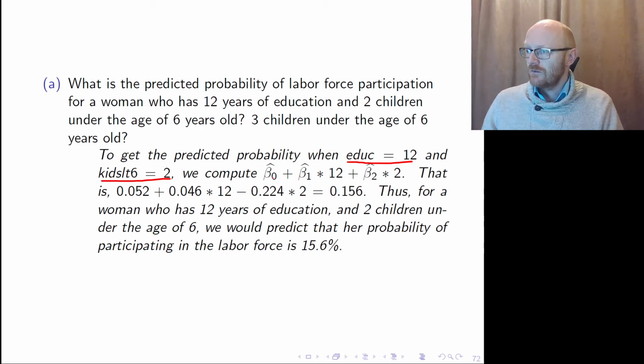So then we just plug into the regression, and we get 0.156, which means that this is the same as 15.6%. And if a woman has 12 years of education and 2 children under the age of 6, then we predict that the probability of labor force participation is 15.6%.